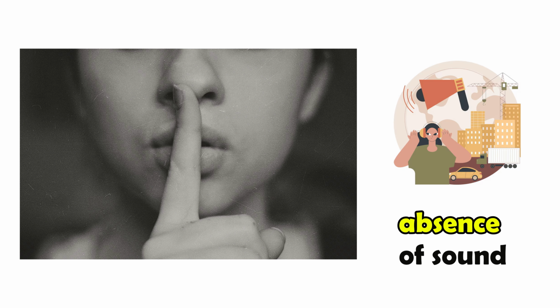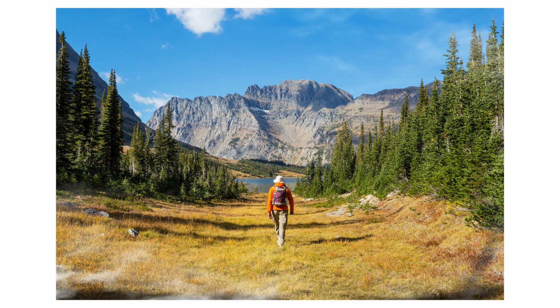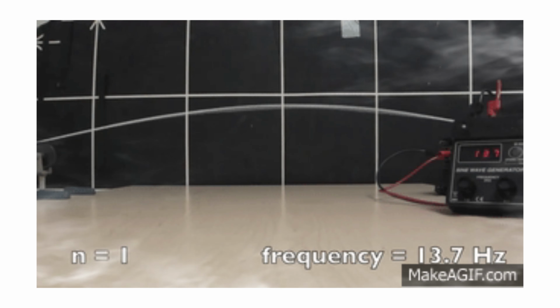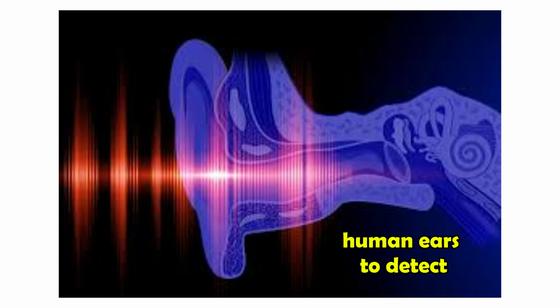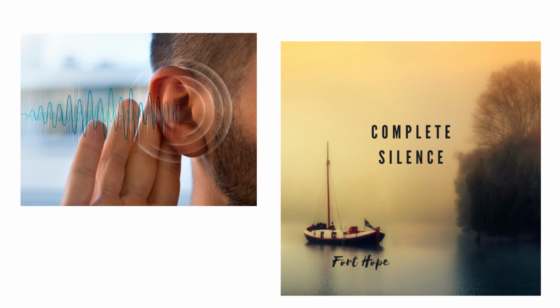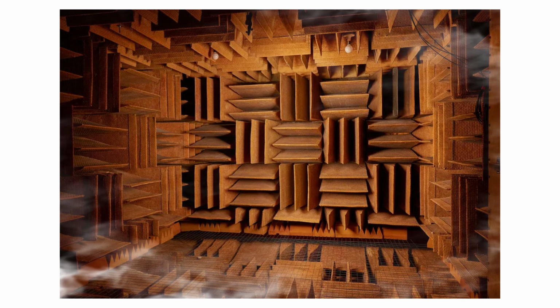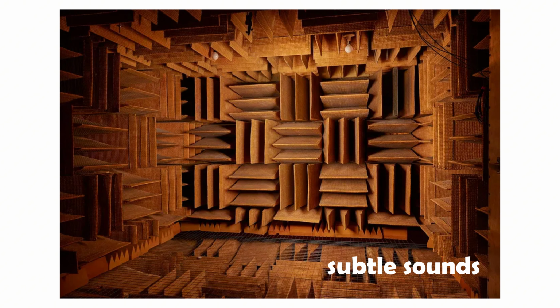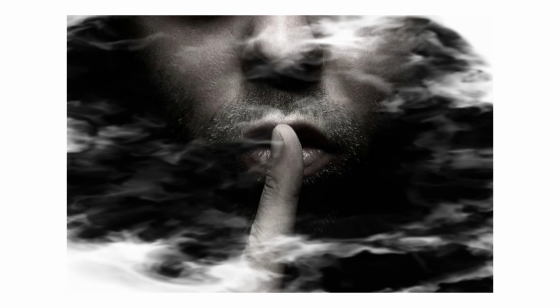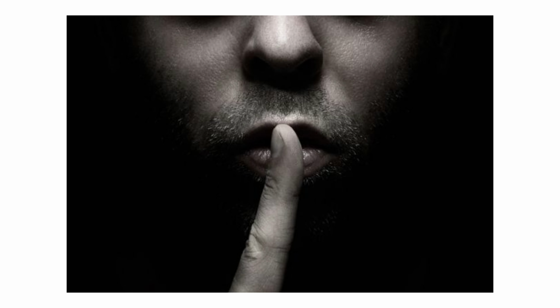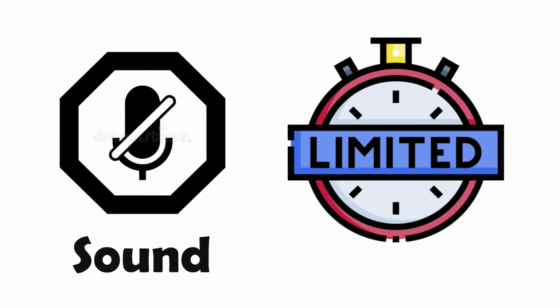Silence. Silence represents the absence of sound. In quiet environments, there are no vibrations traveling through the air strong enough for human ears to detect. Yet complete silence is rare. Even in quiet rooms, there are subtle sounds from air movement, distant activity, or the body itself. Silence therefore describes a situation where sound is extremely limited rather than completely non-existent.